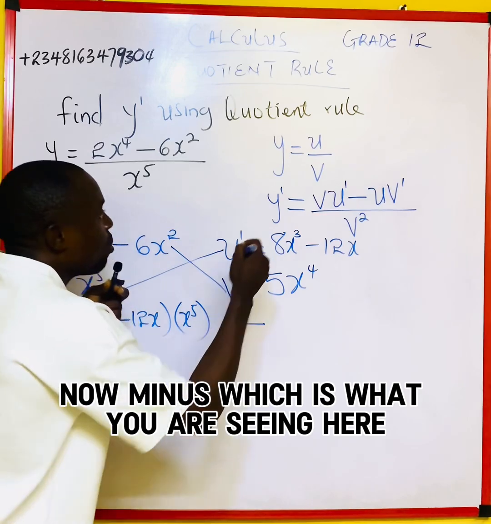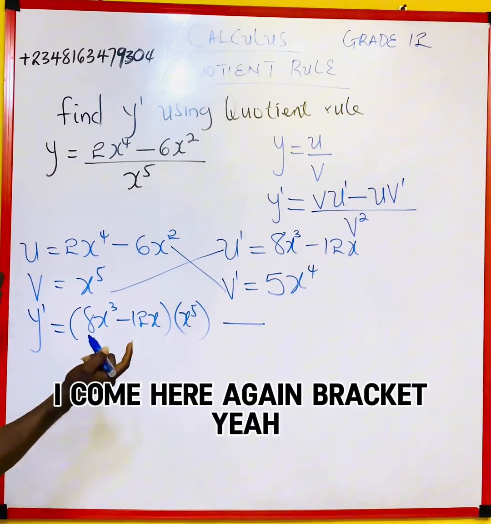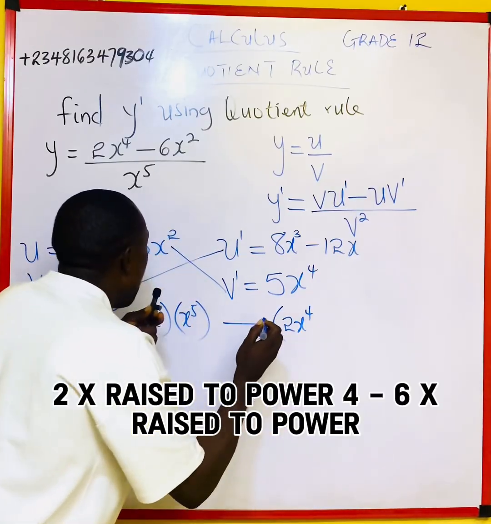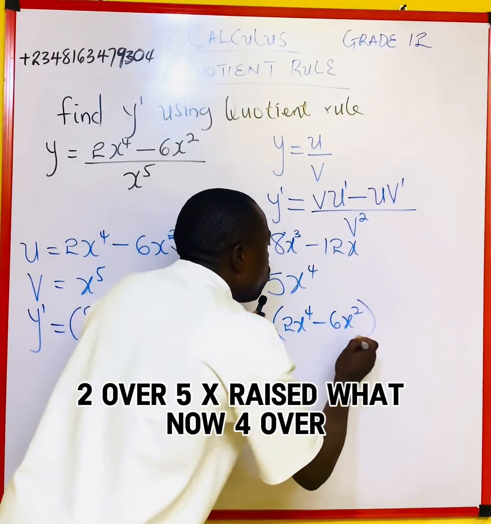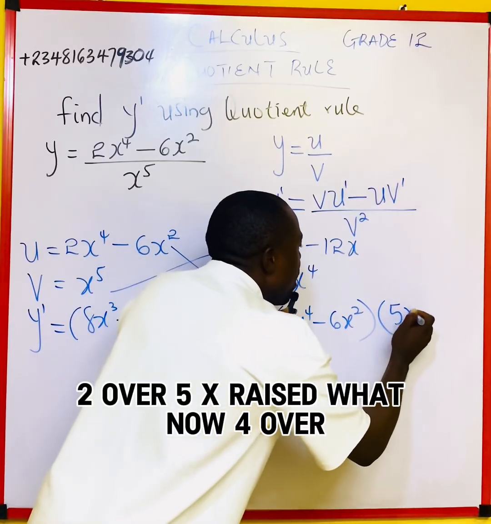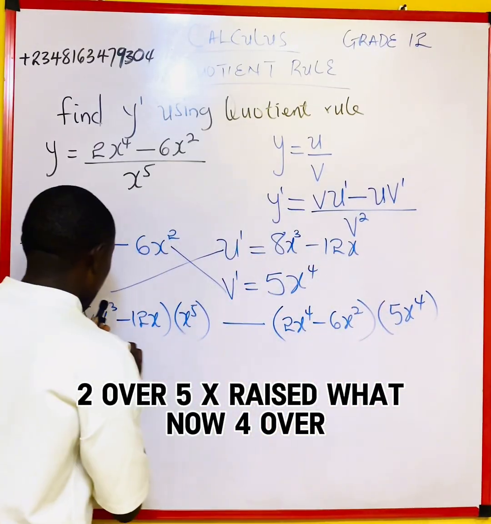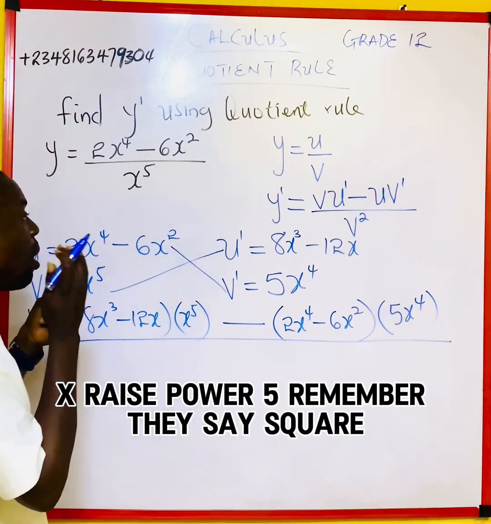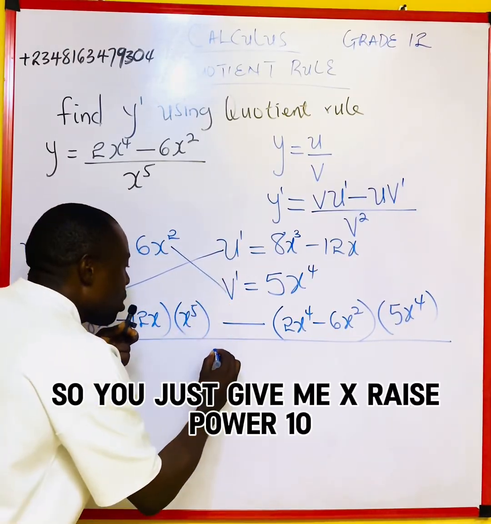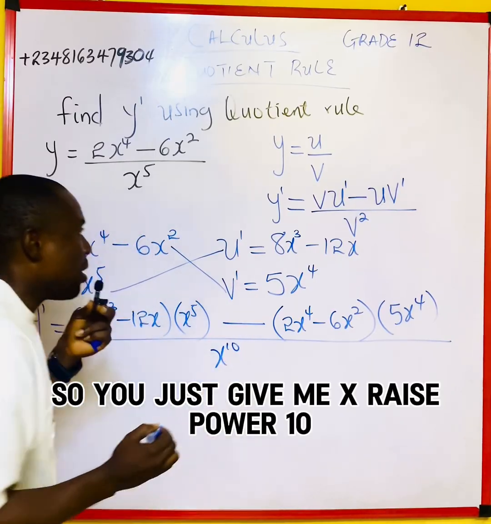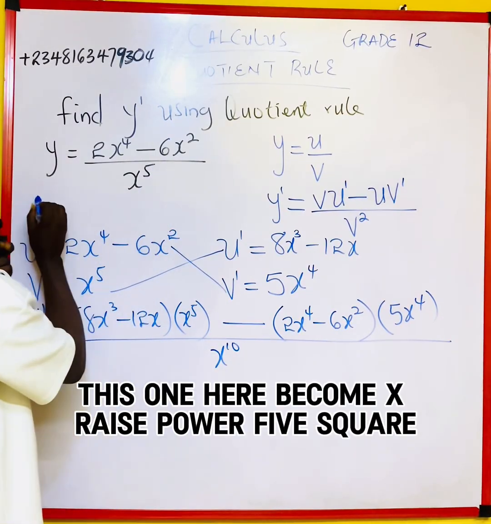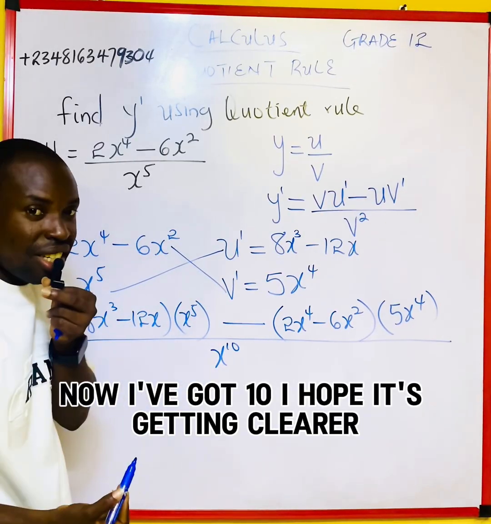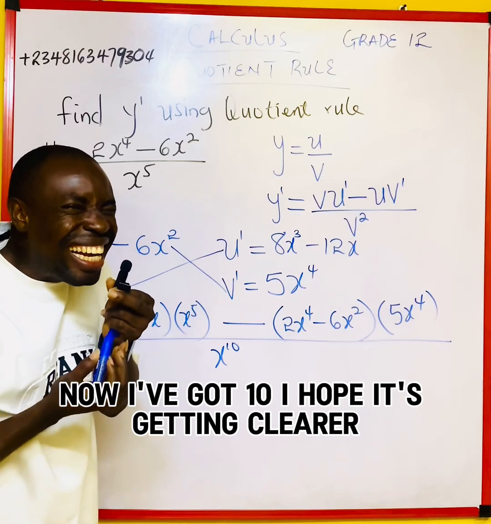Now minus, which is what you are seeing here, I come here again, bracket, 2x raised to the power 4 minus 6x raised to the power 2 over 5x raised to the power 4 over x raised to the power 5. Remember they say square, so here you just give me x raised to the power 10, because when you square this one here, it becomes x raised to the power 5 square, which is 5 times 2 is 10. I've got 10. I hope it's getting clearer.